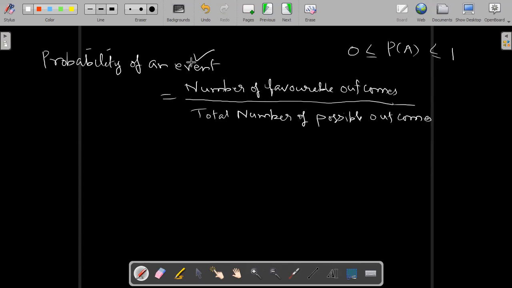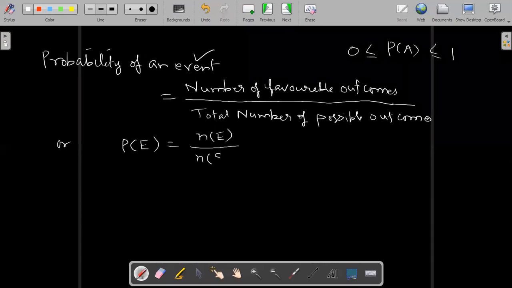An event is always denoted by E. So probability of E is equal to, we can write mathematically, n(E), the number of favorable cases, the cases in the set of the event, upon n(S), the total number of possible cases in the sample space. So we should know the sample space. If we don't know the sample space, we should know what the possible outcomes are, like we have seen before.